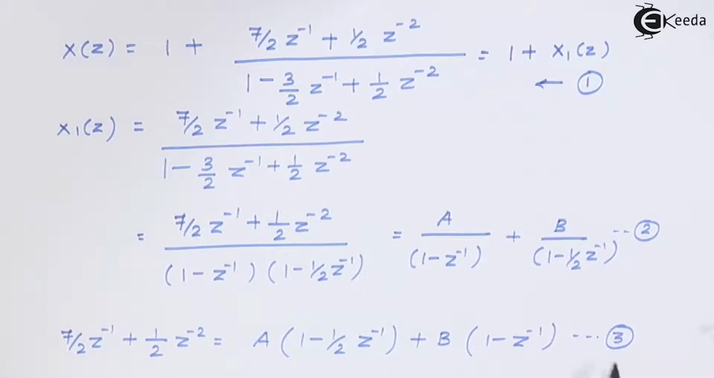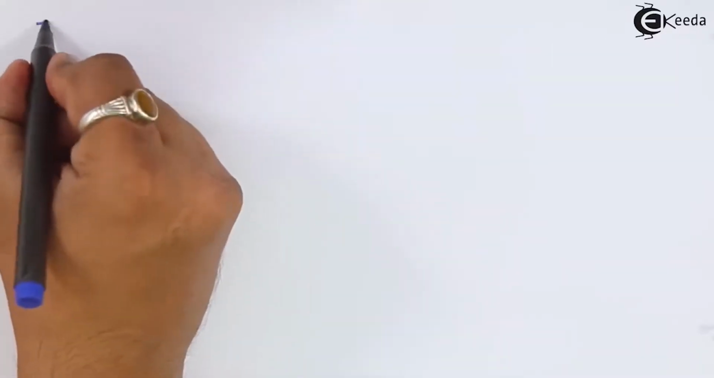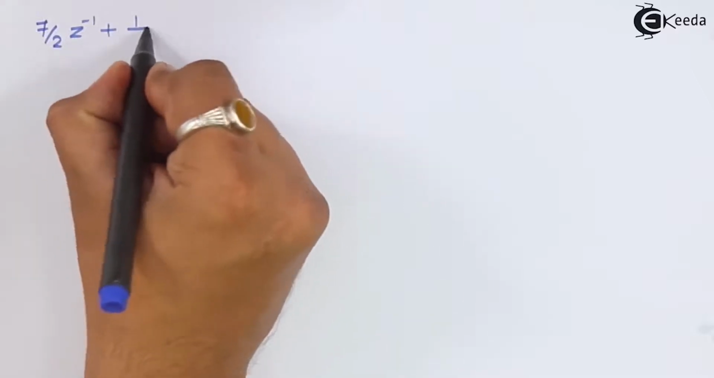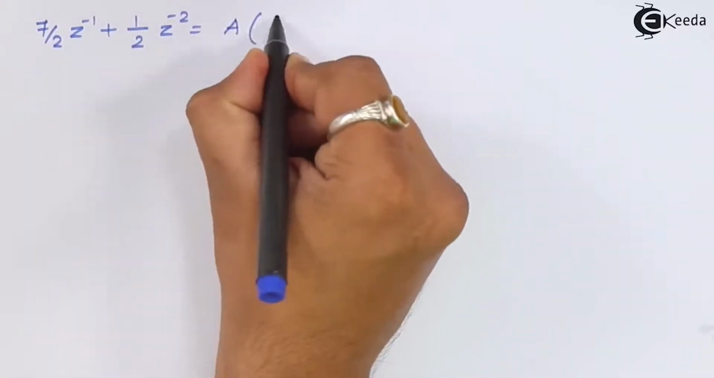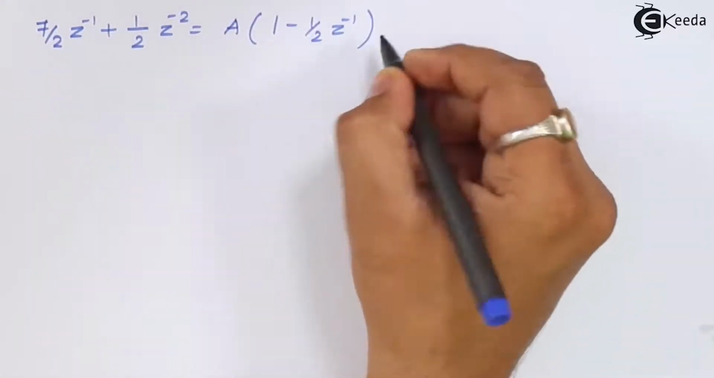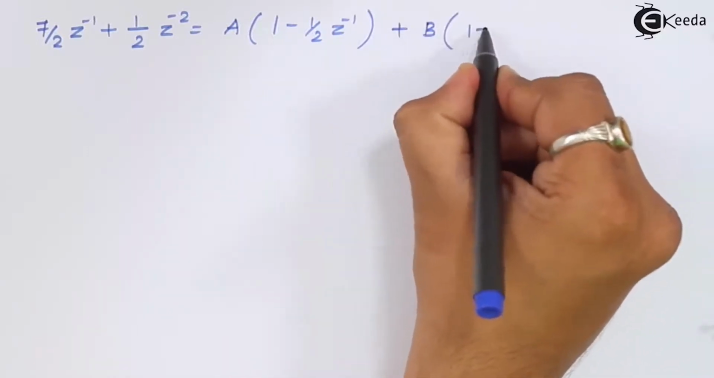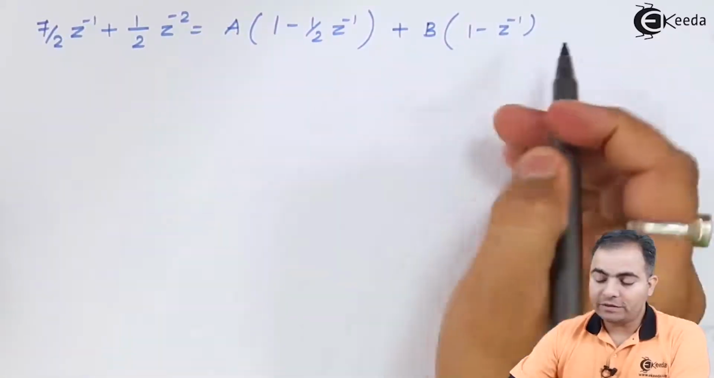I'll get this equation, and this is my equation number 3. Now what is the next step? I'm going to substitute the values of Z inverse in this equation, so that you will get the values of A and B. Now this one is my equation number 2.